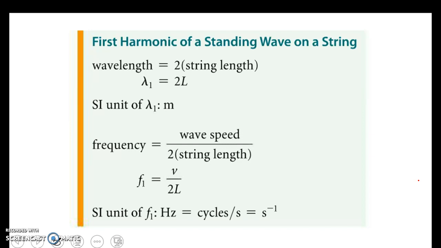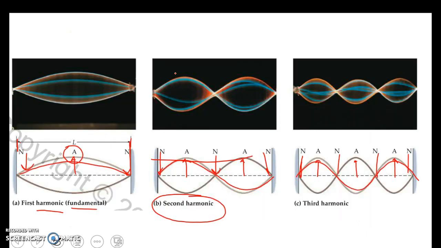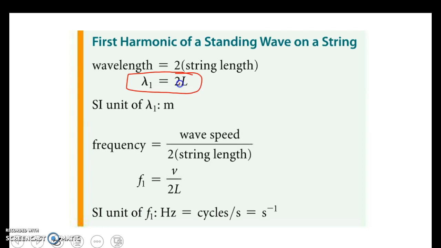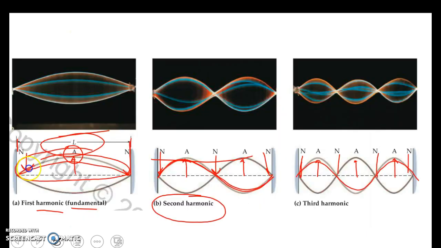So here's how we find the first harmonic of a standing wave on a string. The wavelength is 2 times L. All right, so we're going back. L for the first harmonic is just the length. The second harmonic is actually 1 wavelength in distance. So 2 times L, 2 times the length of our string.